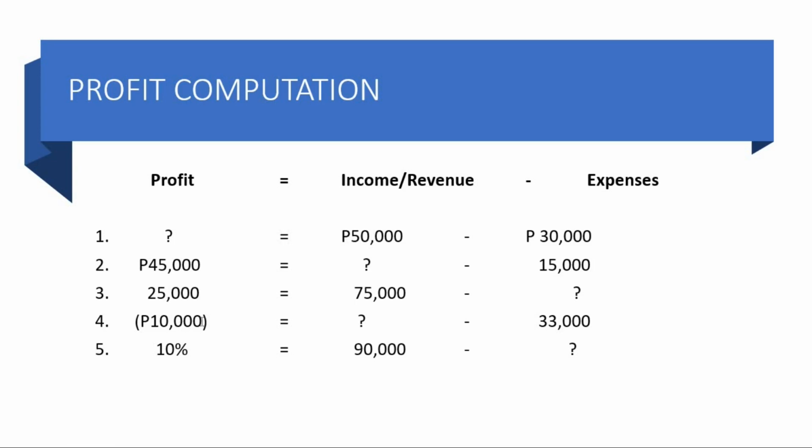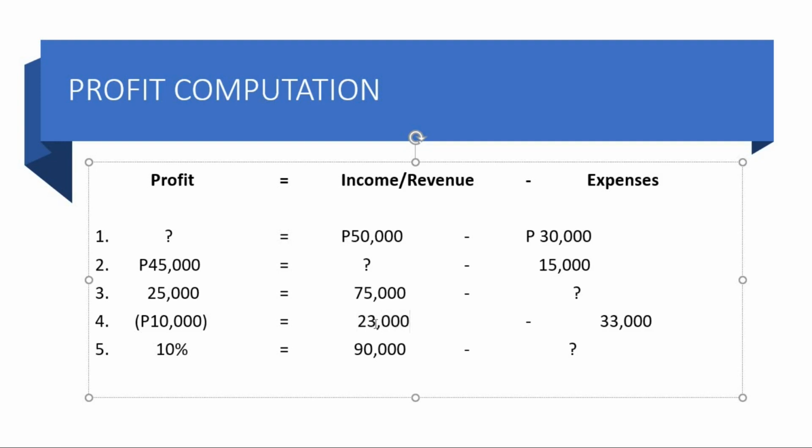Magkano ang ating income or revenue? So, most probably, our income or revenue is 23,000. Bakit? Kasi yung result ay negative na 10,000. So, meaning, this is 23,000 here. So, 23,000 minus 33,000. So, meaning you have a negative or a loss of 10,000. So, that's how you compute your loss.